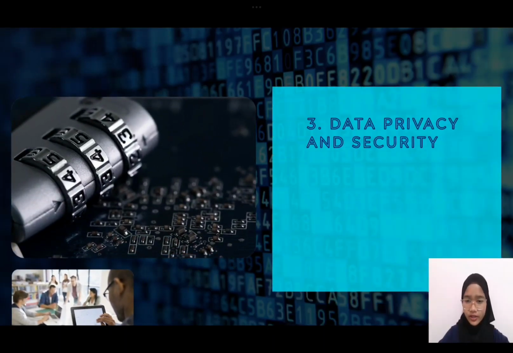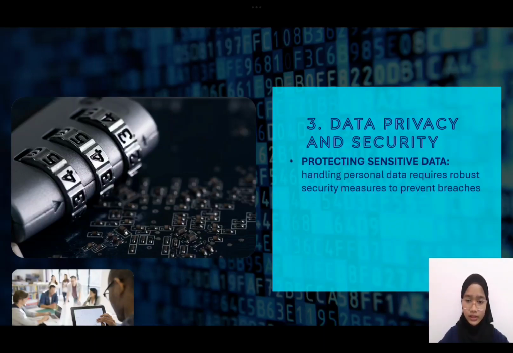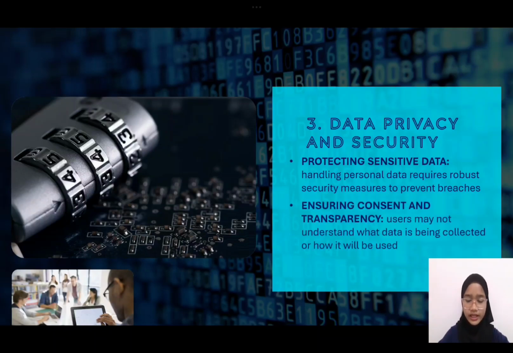Another challenge is data privacy and security. It's crucial for DSI initiatives to be diligent about protecting sensitive data with robust security measures. They must also ensure consent and transparency so users clearly understand what data is being collected and how it will be used.